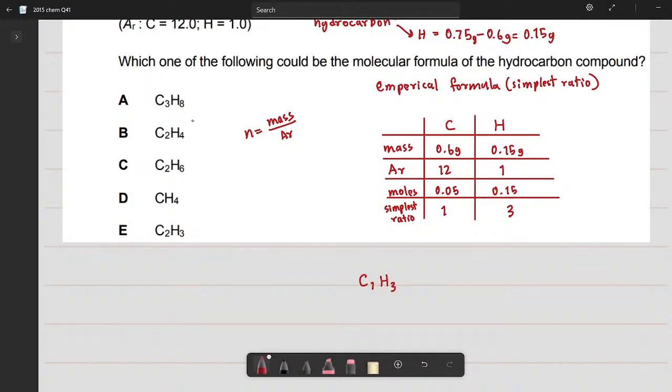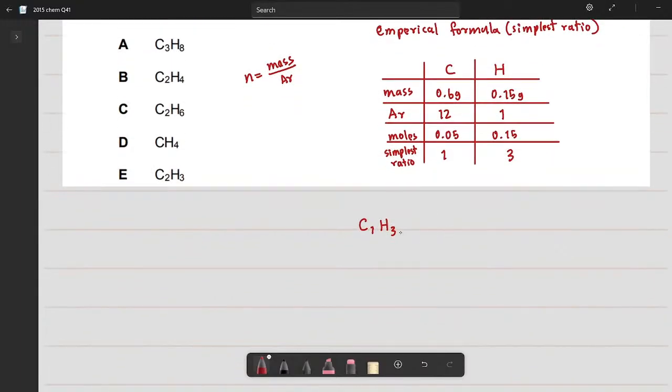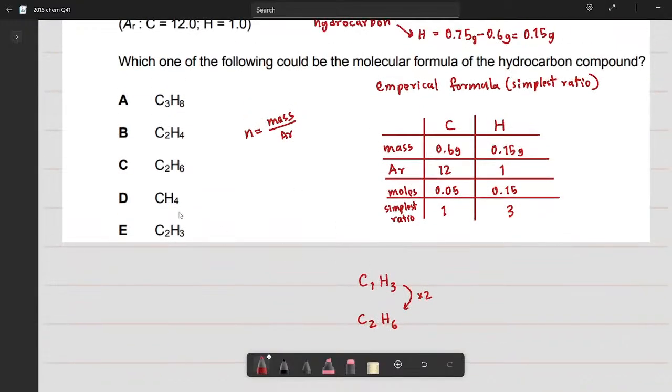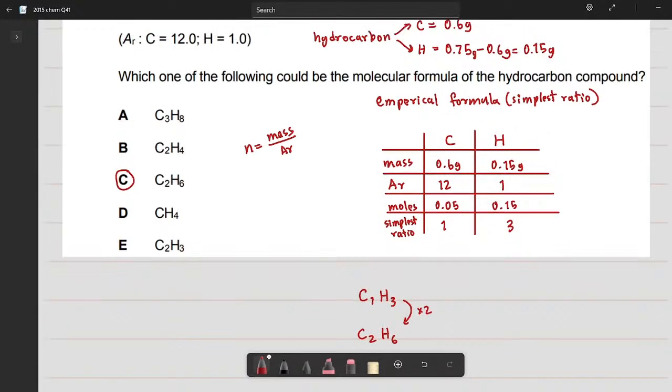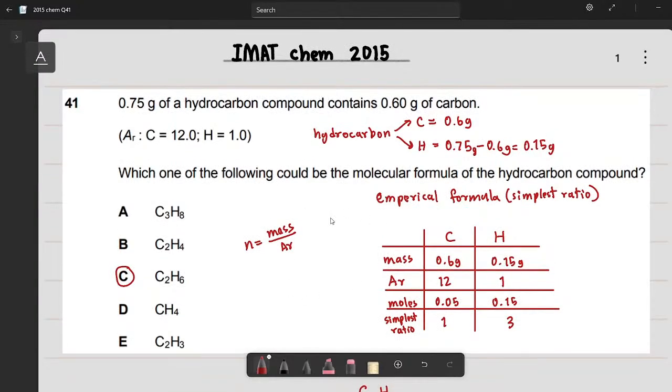So now we're going to look at the options. So it seems we do not have any option that displays this answer. So what we are going to do is just multiply by a factor of 2. And so we get 2 carbons and 6 hydrogens. So now we'll look for the option. So it's option C, which is 2 carbons and 6 hydrogens, which is most likely the molecular formula of this hydrocarbon. So that's how we solve this question.